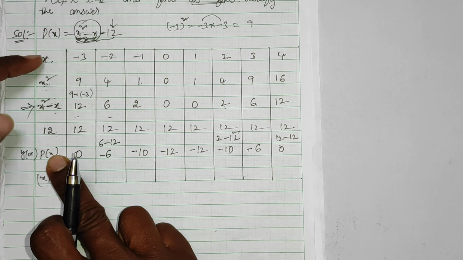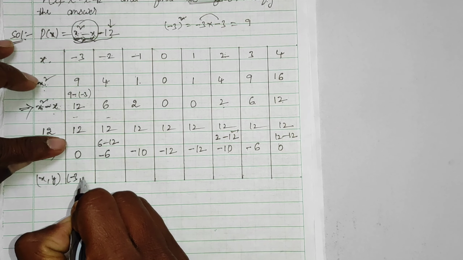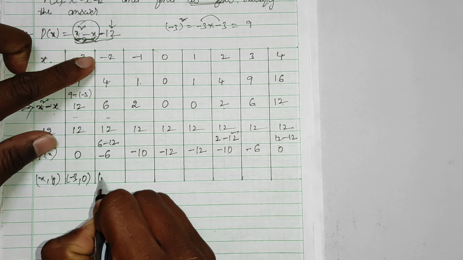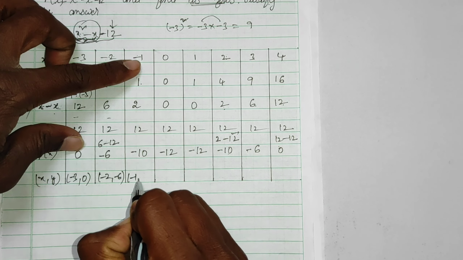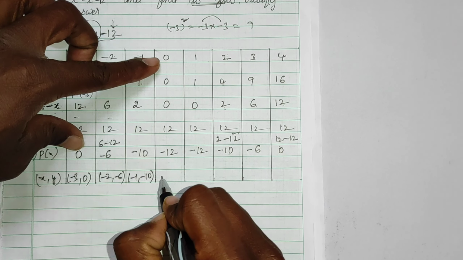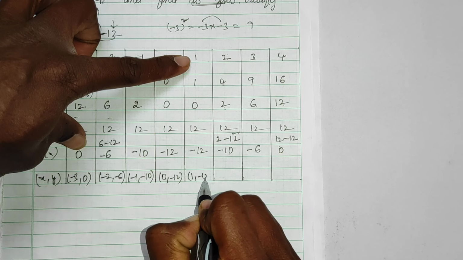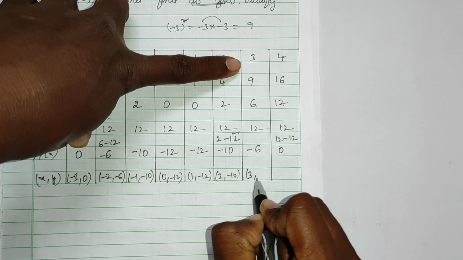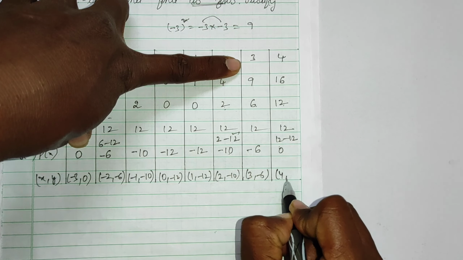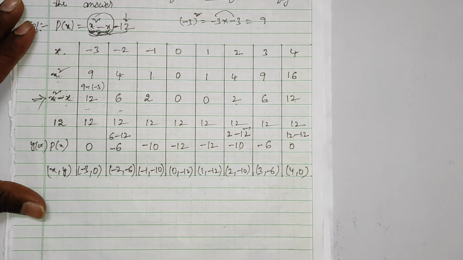Now look at the points x comma y. So x means how much is it? What we took here? -3. Then what is the answer? 0. Here -2. What is the answer? -6. Here -1, and the answer -10. And 0, -12. 1, -12. 2, -10. 3, -6. 4 is 0. Yes? Did you understand? Just once you check how to do square, you will get it very easily.